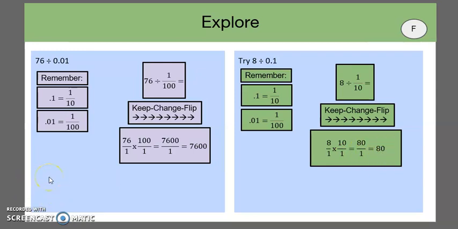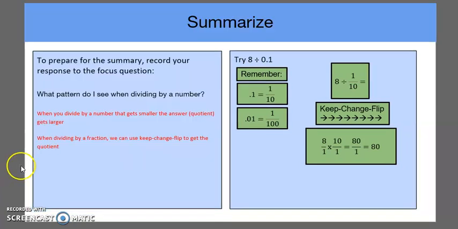So take a moment, check your answers, see if you got it correct, and we're going to go into our summarization. And to summarize, what pattern do I see when dividing by a number? What we notice is when you divide by a number that gets smaller, the answer or the quotient gets larger. When dividing by a fraction, we can use keep, change, flip to get the quotient.